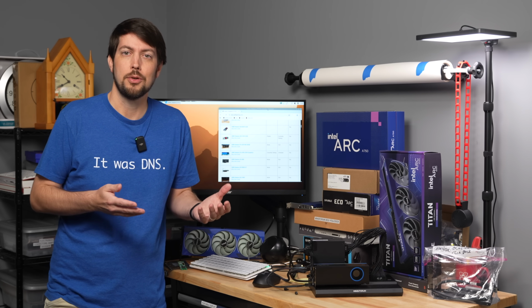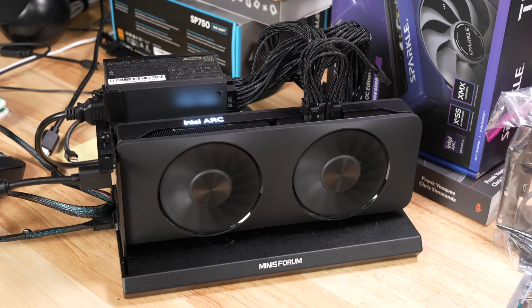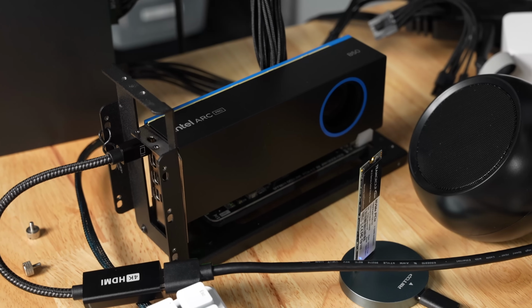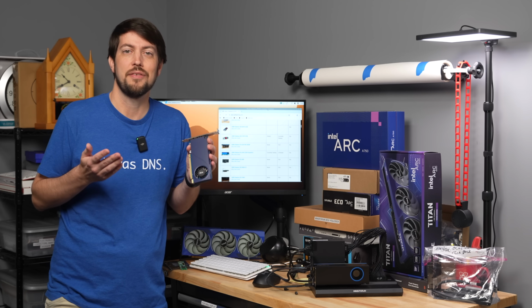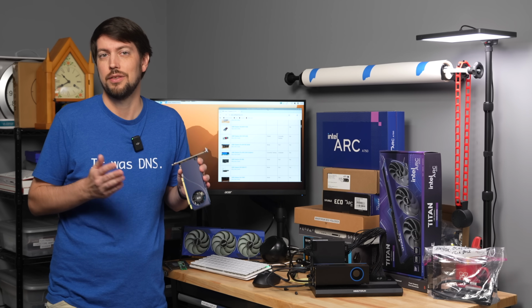The cards I've spent the most time with so far are the A750, the B580, the Pro B50, and the A310 Eco, Intel's $100 4GB budget card. I've also heard good reports on the A350 and A770, though I haven't personally tested those cards.